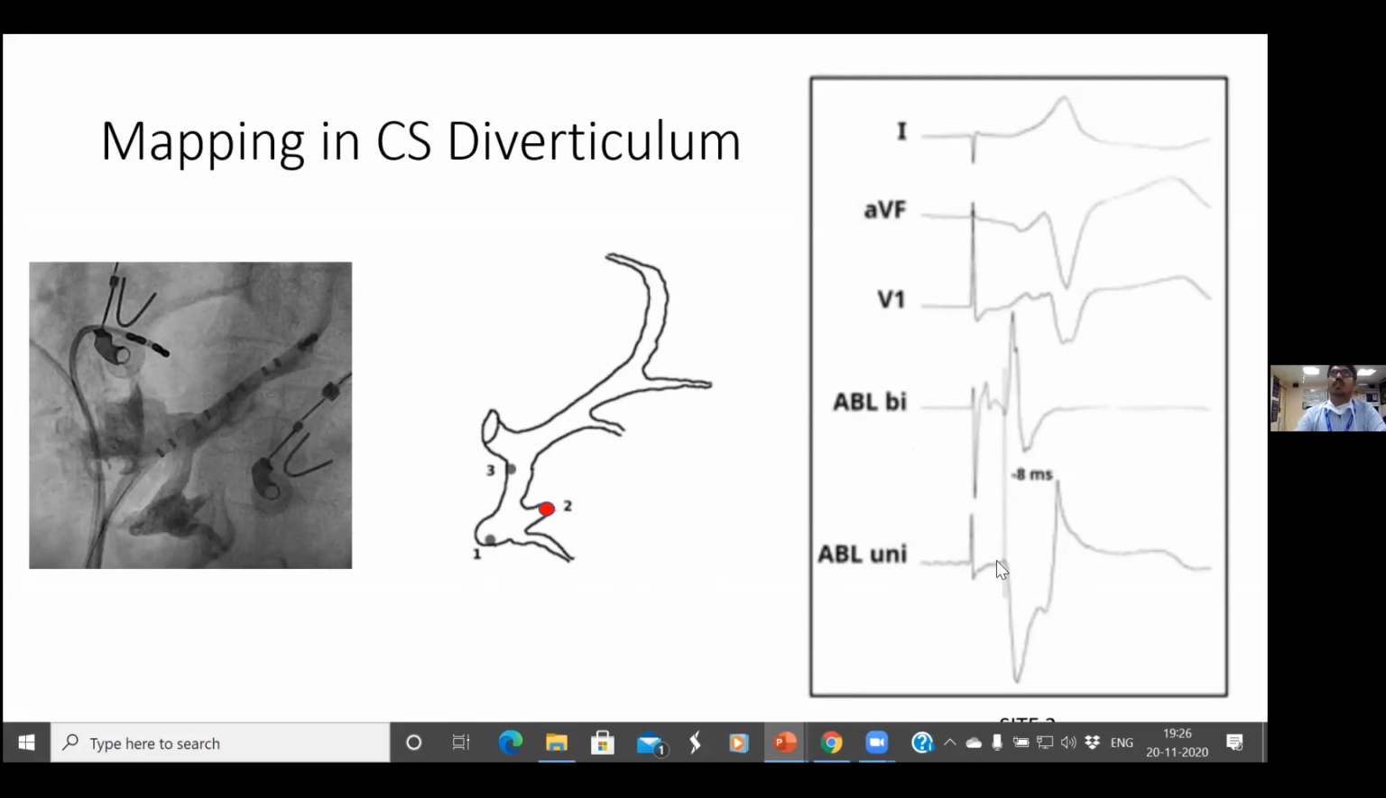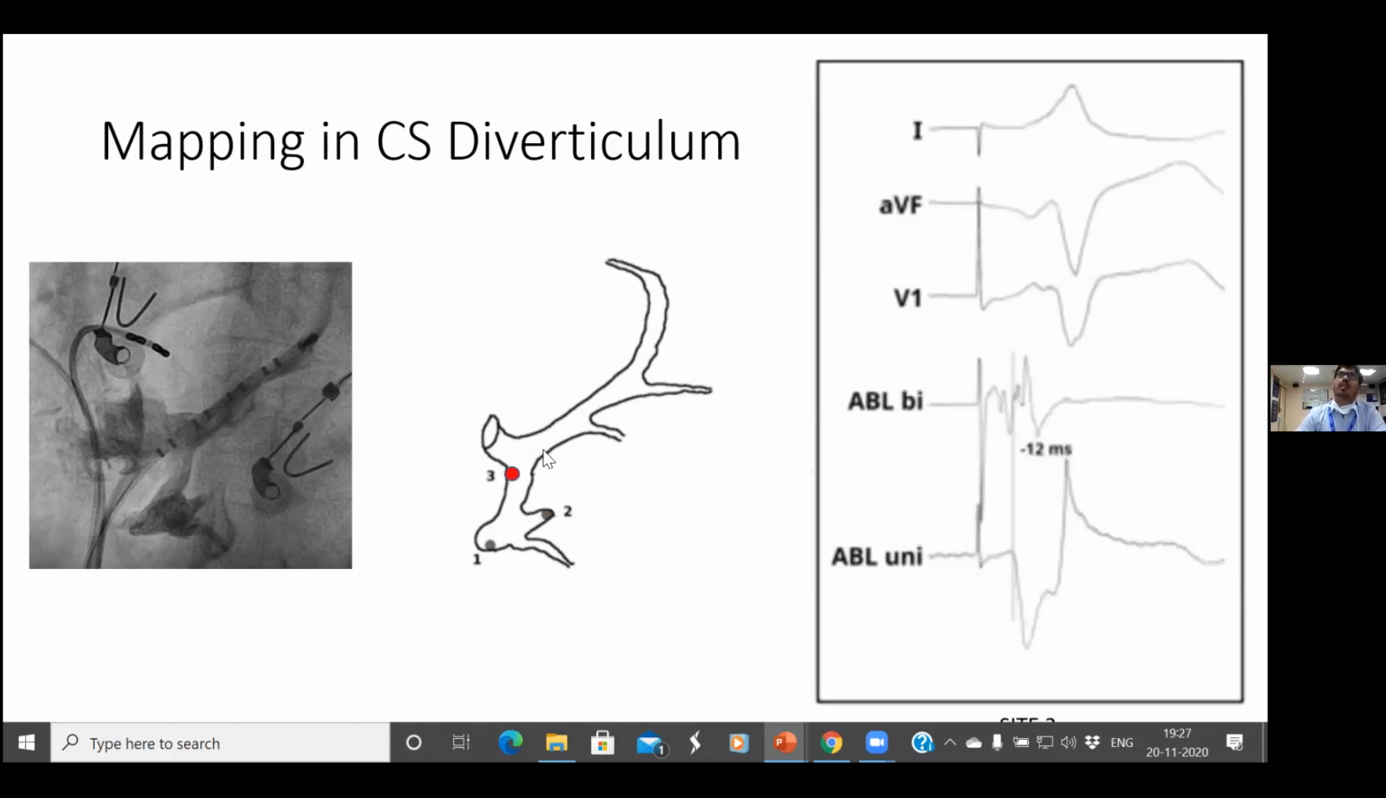So these findings suggest that the pathway is running along the medial wall of the diverticulum. After this, we did further mapping in the medial wall of the diverticulum, and we went above, near the neck of the diverticulum.